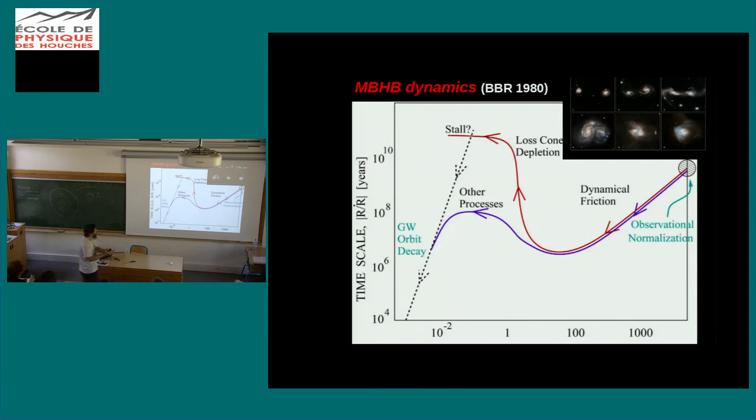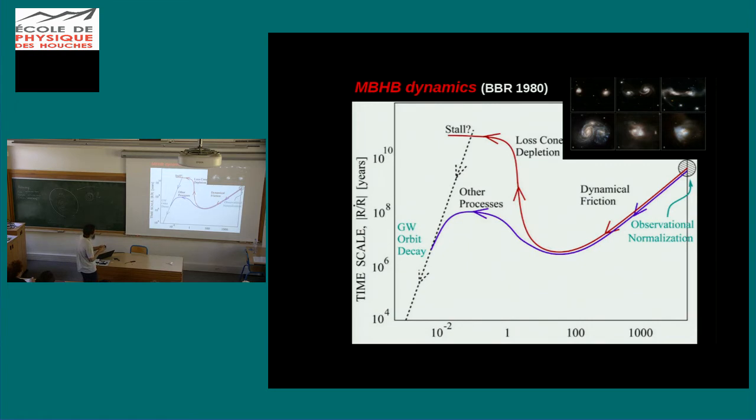So you need to shrink the binary by 2-3 orders of magnitude in order to get down to a regime where the gravitational wave emission is efficient. What you see in this plot is a cartoon showing separation in parsec, and the typical timescale the binary spends at that separation. You start off with dynamical friction that is very efficient up to the point you form a binary, and if you have dynamical friction only, this goes asymptotically to infinity. This is the age of the universe, so your binary just stalls.